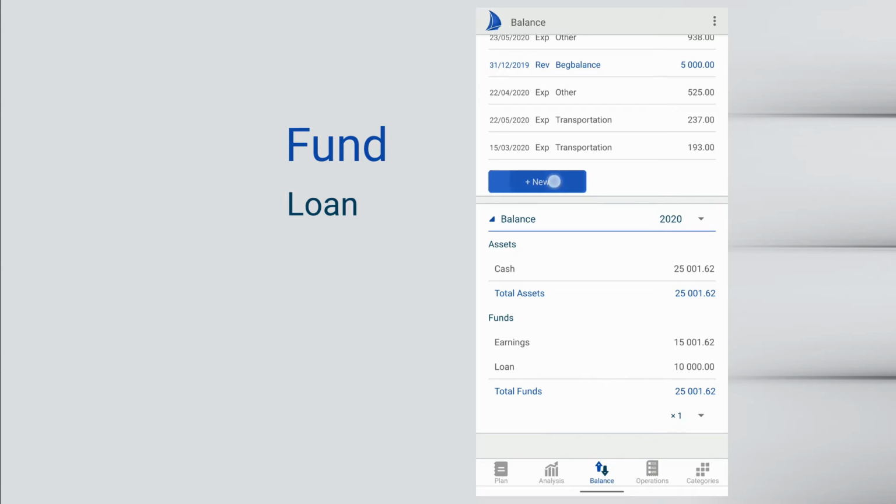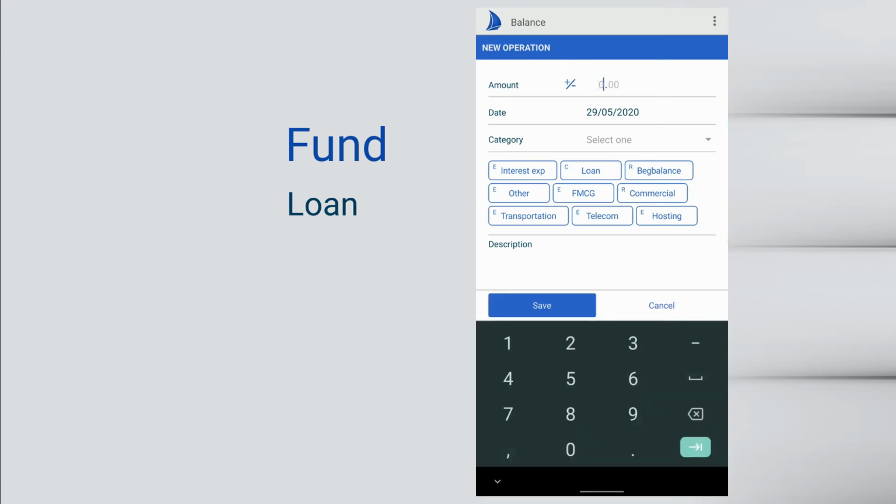After a while, it was time to pay a part of the debt, and interest to the bank. We'll first add an operation for the loan, and then for interest.